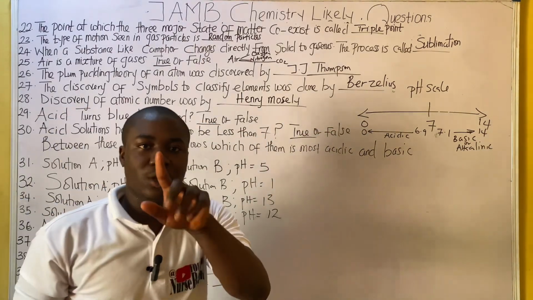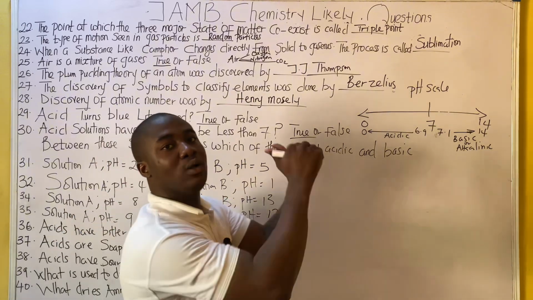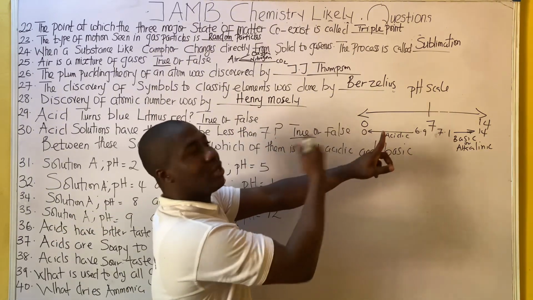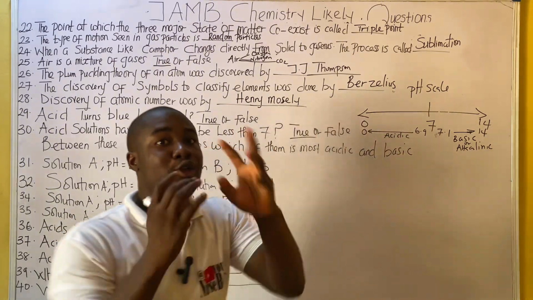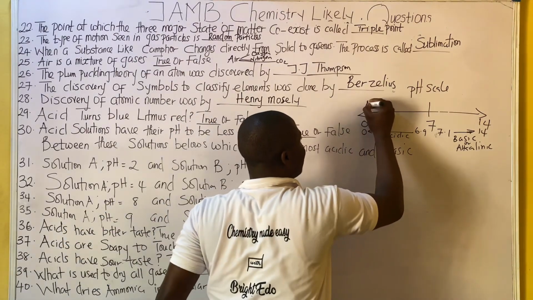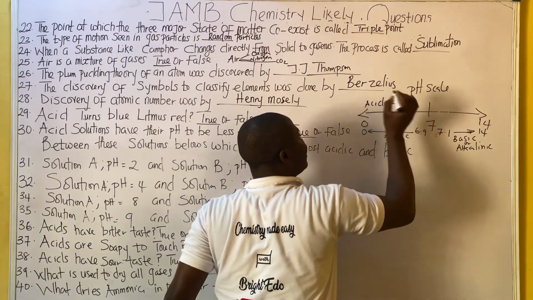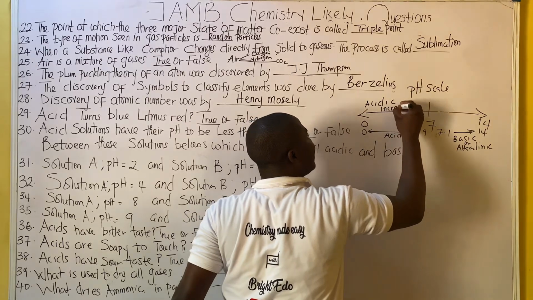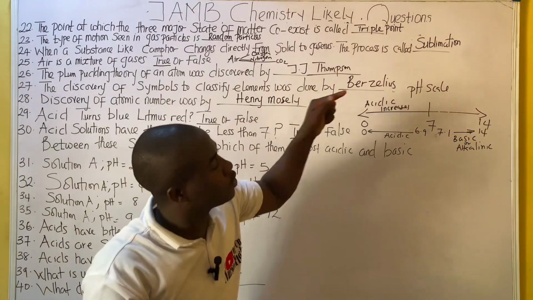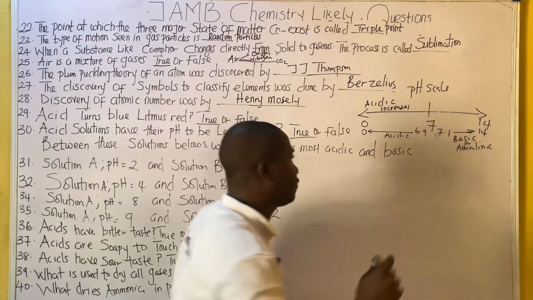All right, but there's something I have to tell you. As you go towards 0, you can see an arrow going towards 0. Your acidity increases. Take note. As you go towards 0, your acidity what? Increases. As you go towards 14, there's another arrow going towards 14.